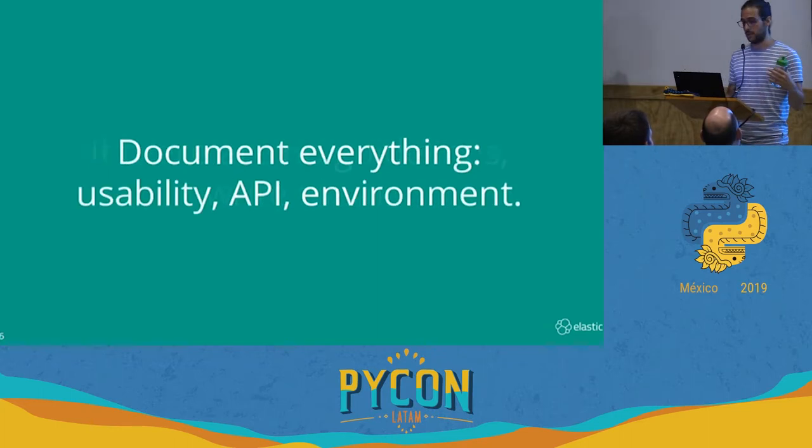If there are no guidelines, write them. Document everything: the usability, the API, the environment. Everything has to be documented. If you have an API that doesn't have documentation, document it. And by API, I don't only mean HTTP APIs. I mean programmatic APIs too.